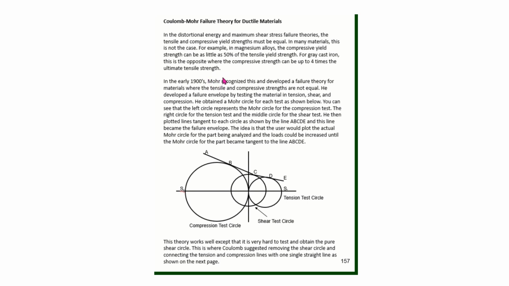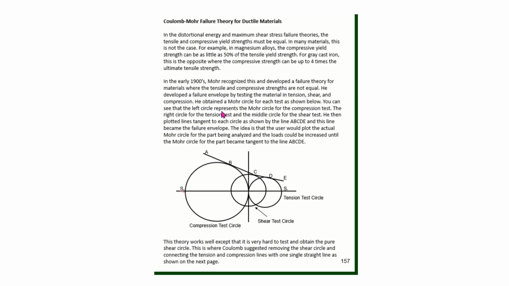So in the early 1900s, Mohr, and this is the same Mohr that did the Mohr circle, so this is Christian Otto Mohr, recognized this and developed a failure theory for materials where the tensile and compressive strengths are not equal. He developed a failure envelope by testing the material in tension, shear, and compression, and he obtained a Mohr circle for each test as shown below.